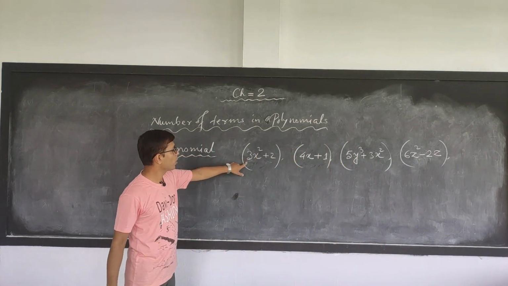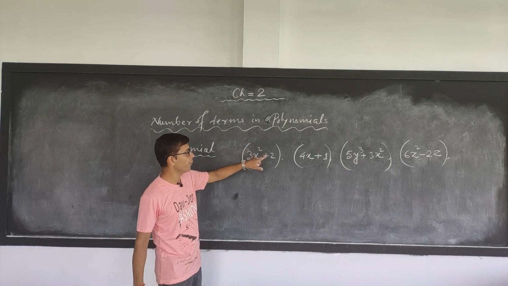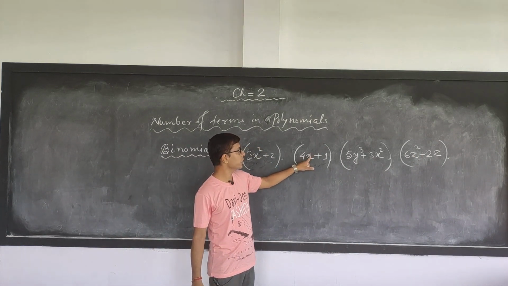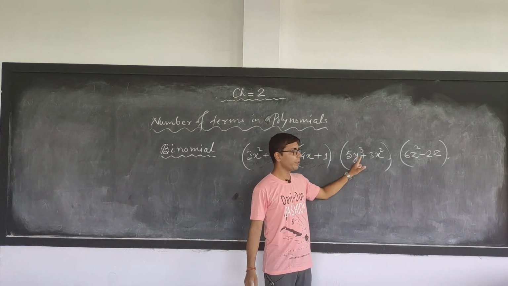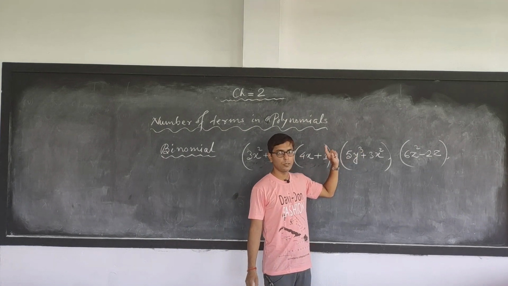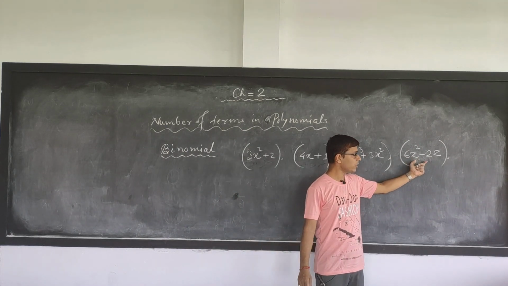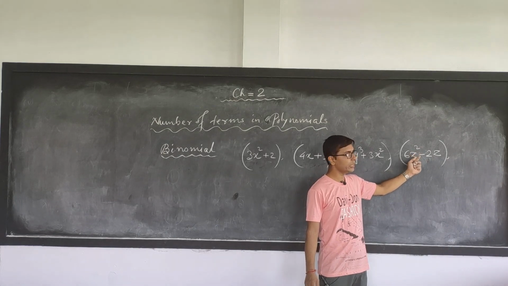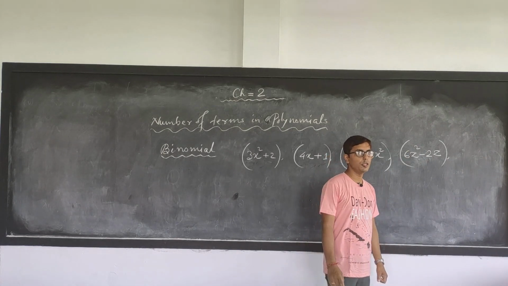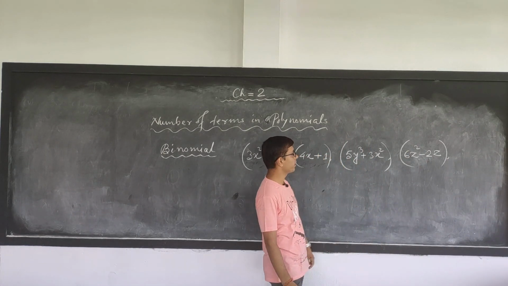This is a quadratic binomial because the degree is 2. This is a linear binomial because the degree is 1. This is a cubic binomial because the maximum power on the variable is 3. This is a quadratic binomial because the maximum power, the degree of this polynomial, is 2. That's why quadratic binomial.